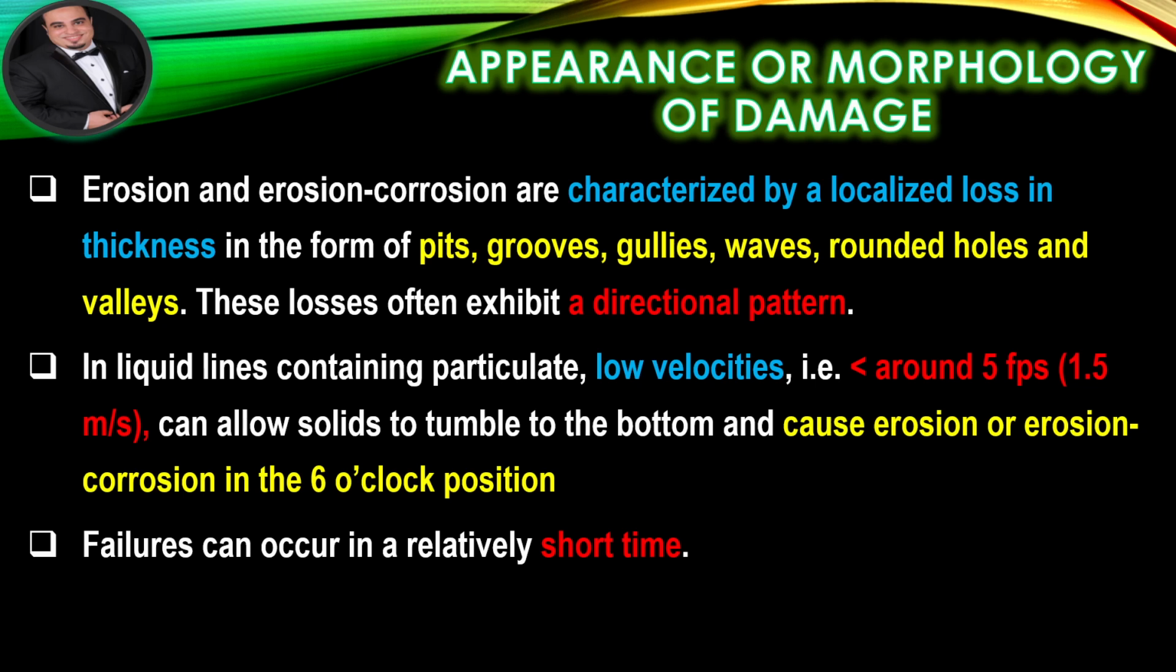In liquid lines containing particulate, low velocities less than 1.5 meters per second can allow solids to tumble to the bottom and cause erosion or erosion-corrosion in the 6 o'clock position. Failures can occur in a relatively short time.